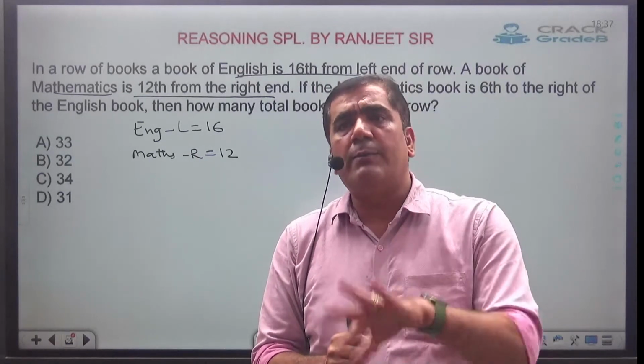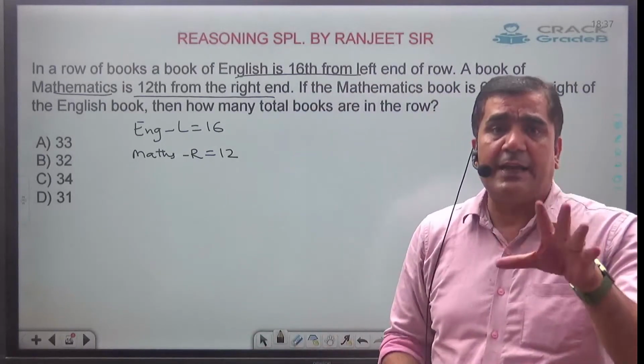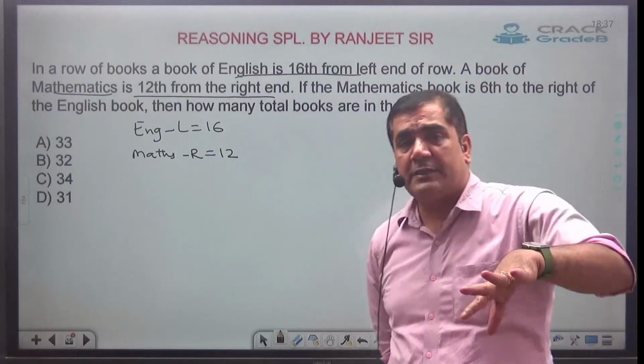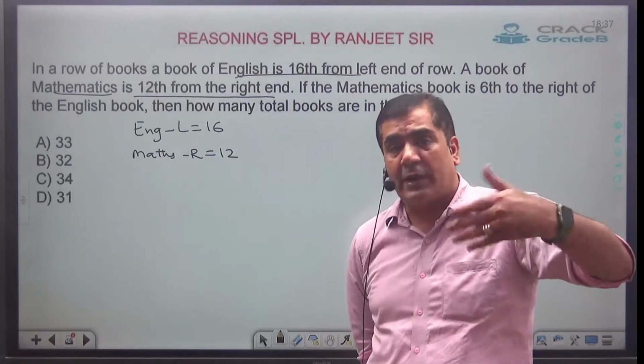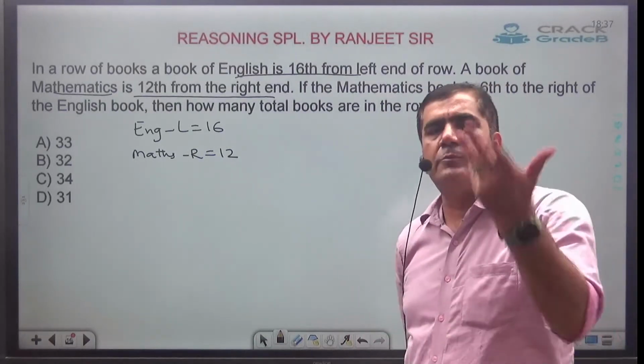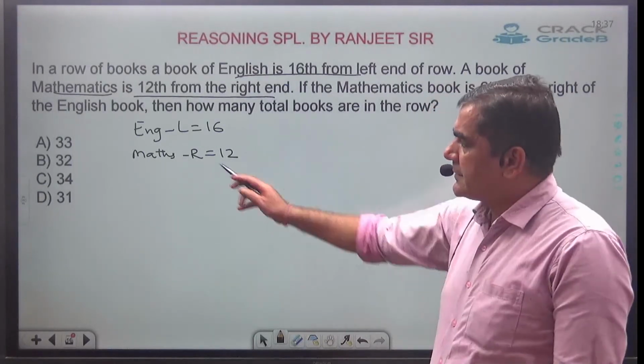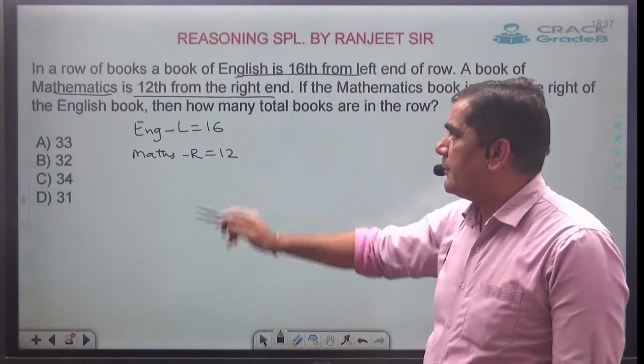Okay, and if you are not able to find the answer, it should be CBD, simple. If you think data is inadequate, if you think some data is missing, some more data is required to get the answer, then only the answer should be CBD. It never means I don't know, so the answer should be CBD. It can't be like this, okay? So English is given to be 16 from left, Maths is given to be 12 from right.